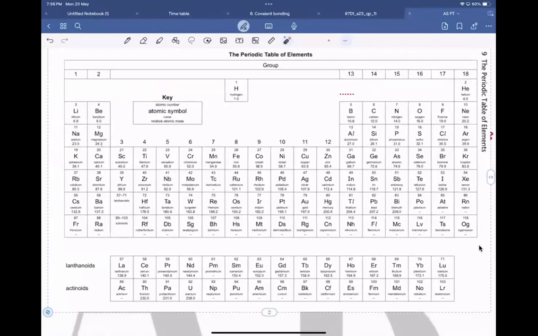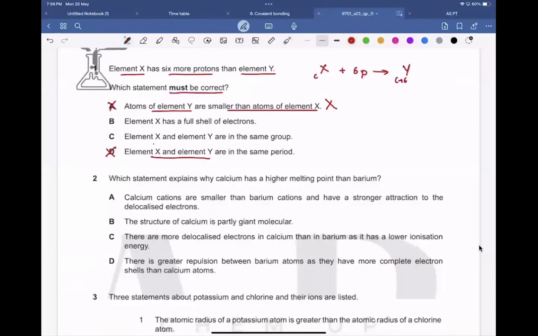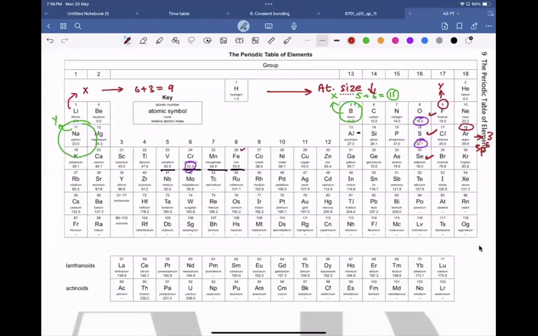Yes. Let's have a look. Now, what they are saying is that element X and element Y are in the same group. So is this possible? That if we add 6 protons and make it in any other group, it turns out to be the same group? No, it's not possible in any case.